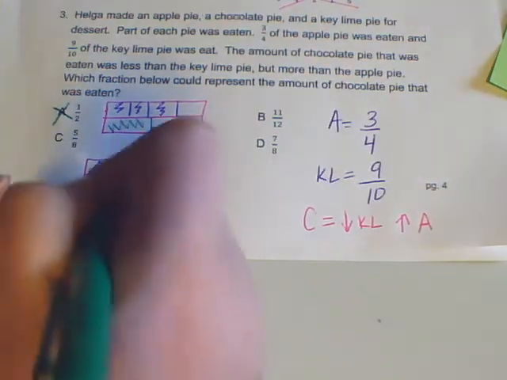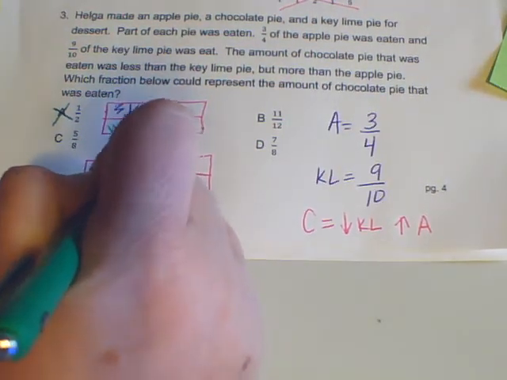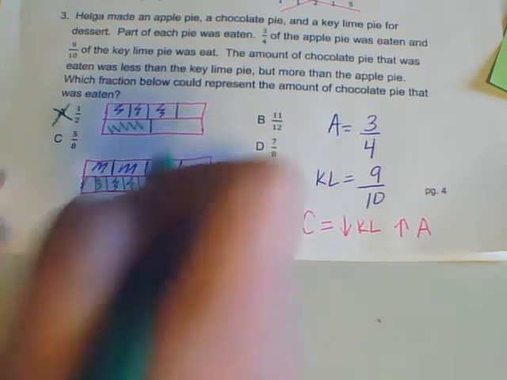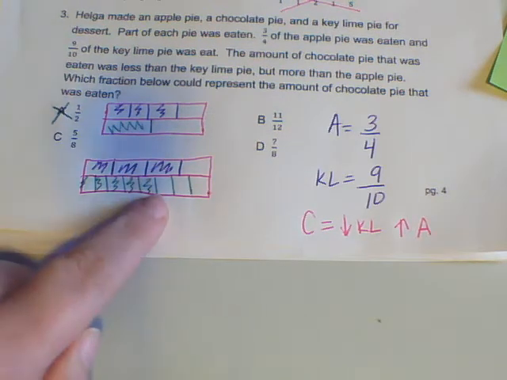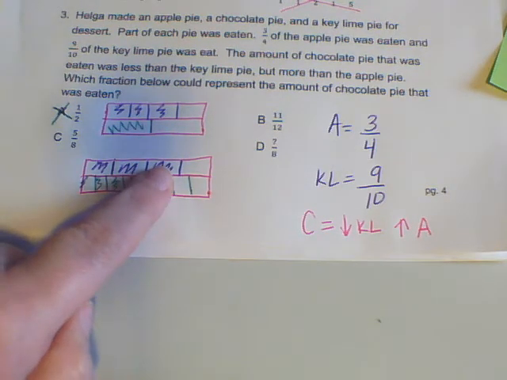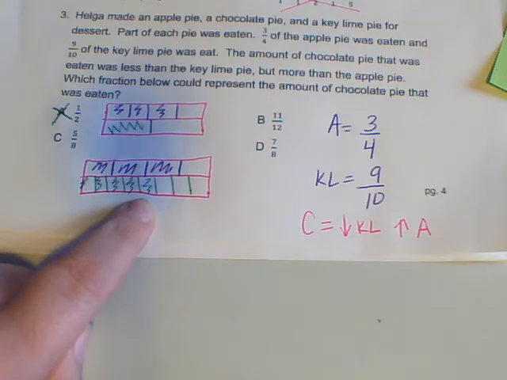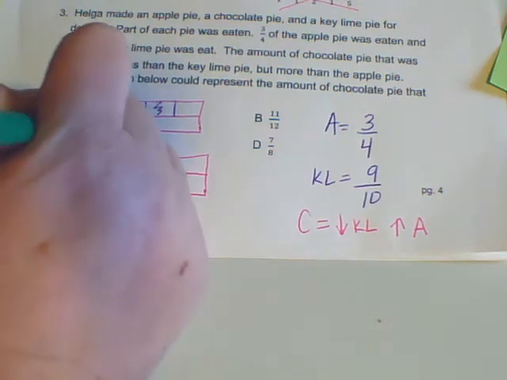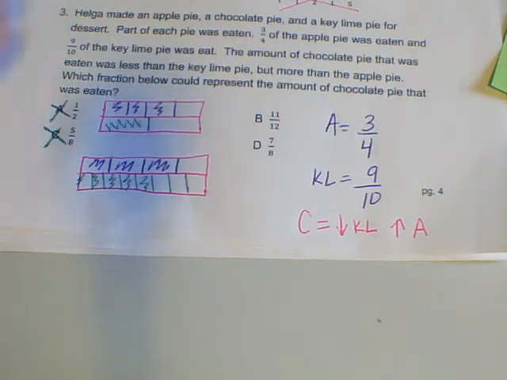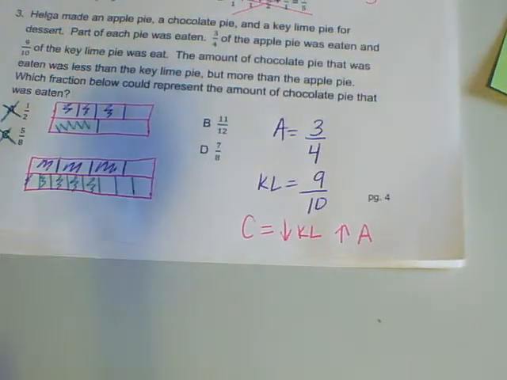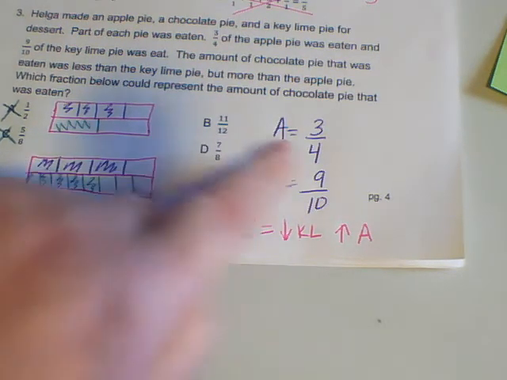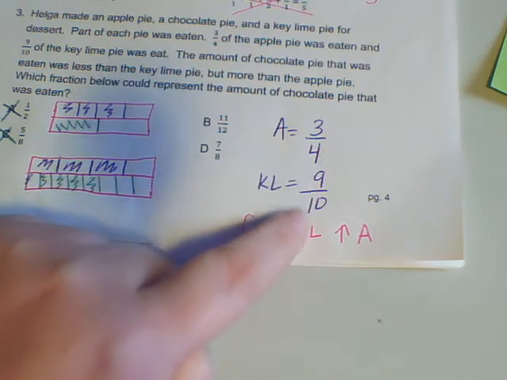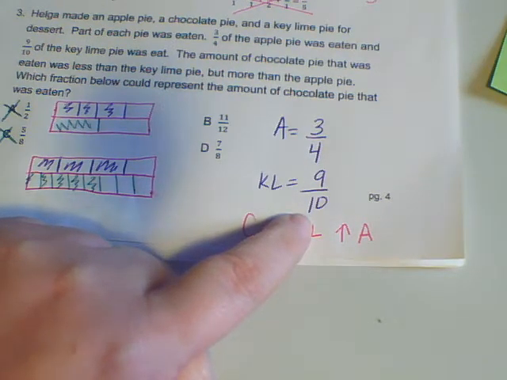And I'm going to shade in 5. 1, 2, 3, 4, 5. Well, it looks like 3/4 is greater than 5/8. And remember, we needed this 5/8 to be greater than the apple pie. So there's no way it could be C. You're going to have to try it with B and D to figure out which one of these fractions is greater than 3/4 but is also less than 9/10. Okay, you'll have to keep working at it.